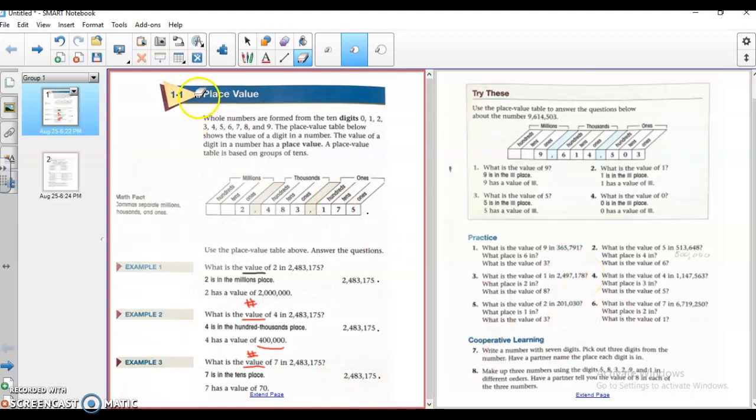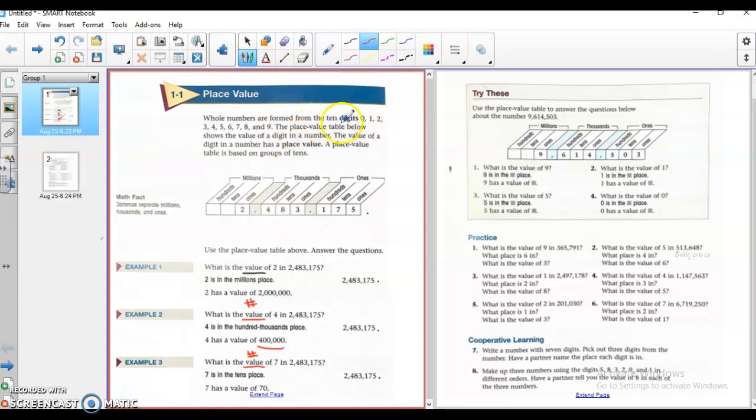Okay, so let me really quick. This is page 4, and page 5 will be the work. Let me read the directions to you. Place value. Let me change the cursor as well. Whole numbers are formed from the 10 digits 0, 1, 2, 3, 4, 5, 6, 7, 8, and 9. That means 10 and 11 and 12. They're all whole numbers. They're made up of all these digits right here. Okay, so far so good.